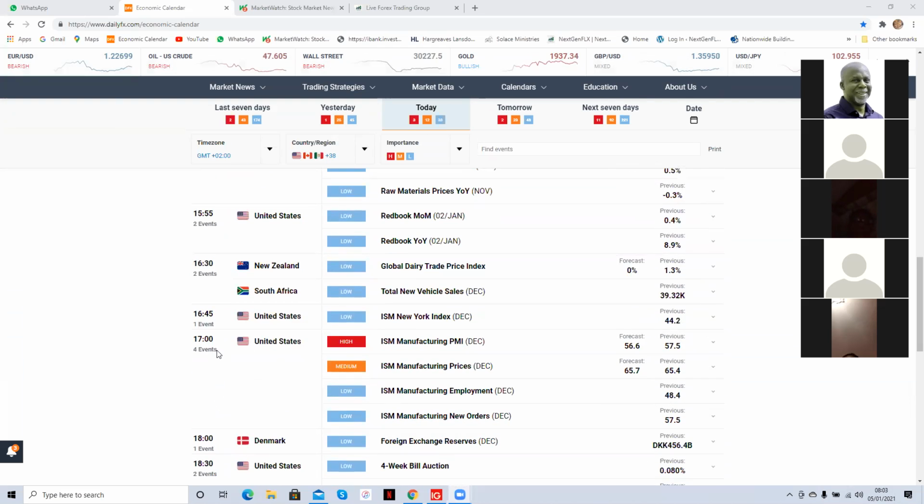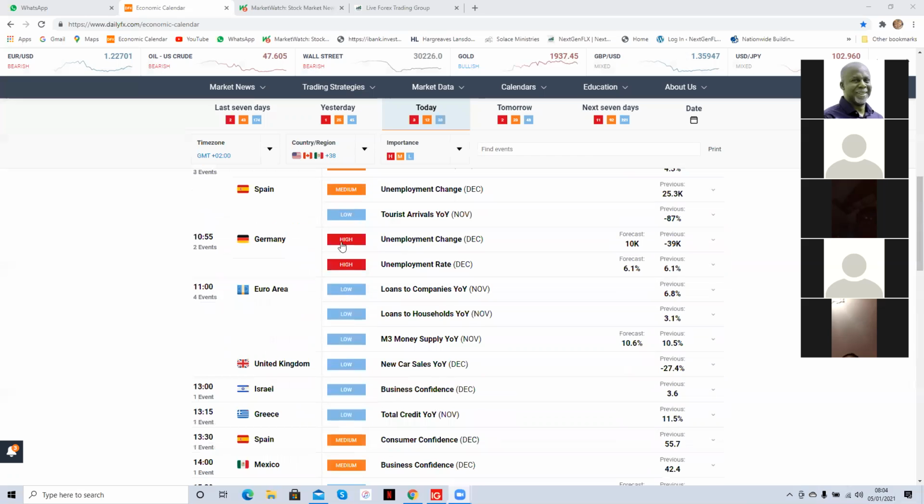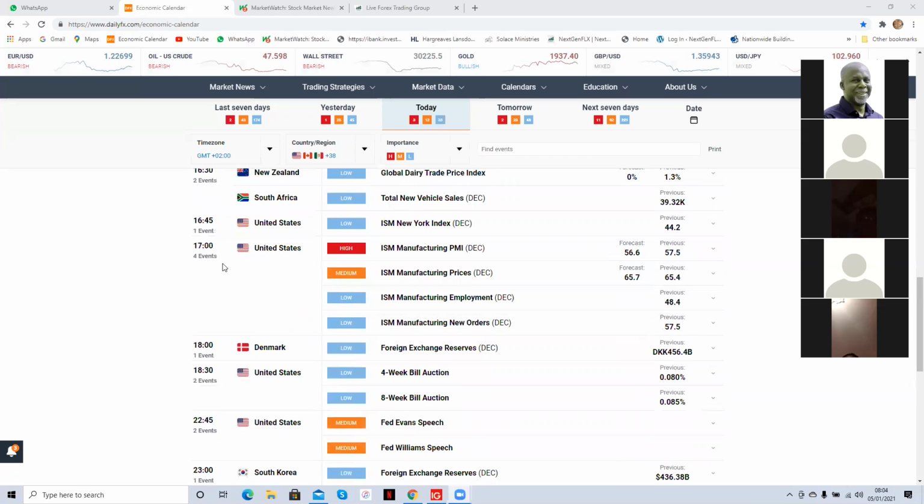Then at 5 o'clock, we have the United States ISM manufacturing PMI report. So we've got 2 reports of high importance due out today. The first one is at 1055 GMT plus 2, the Germany unemployment rate, and the last report of high importance today is at 5 p.m. GMT plus 2, which is the United States ISM manufacturing PMI report.